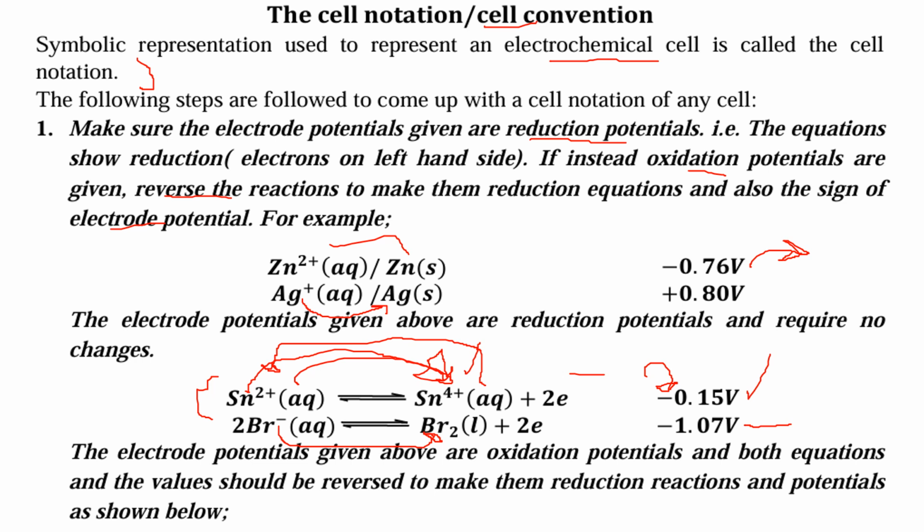But as we reverse the equation, we also have to change the sign present on the EMF of that cell. So we are going to say that the reduction potentials given above are going to be oxidation potentials for the reason I've just explained. So we reverse them, but as we reverse them, we also reverse the signs present on their EMFs.